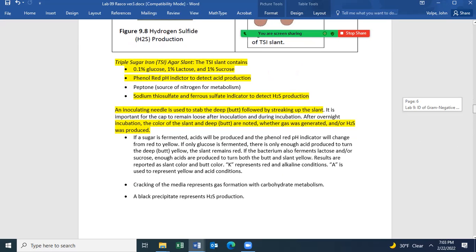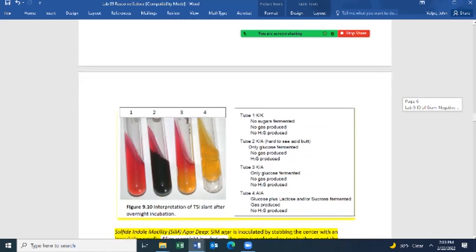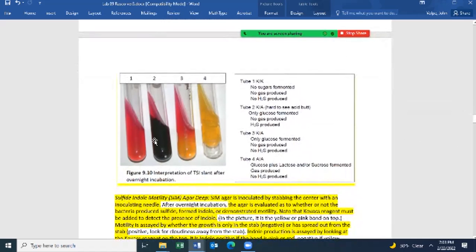And then you grow the tube and look at the color of the tube and what's going on in the tube. And I'll provide this picture to show you. If there's no change, the media stays reddish or pinkish. The hydrogen sulfide production will be black at the bottom of the tube.